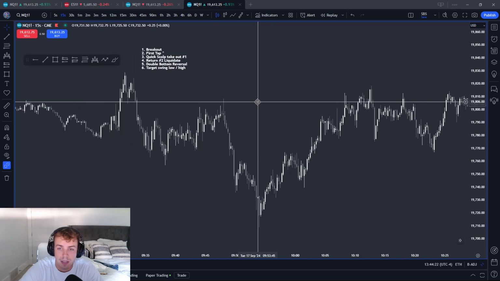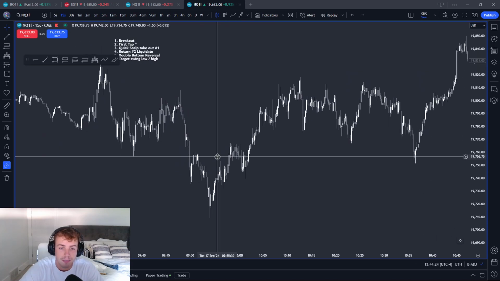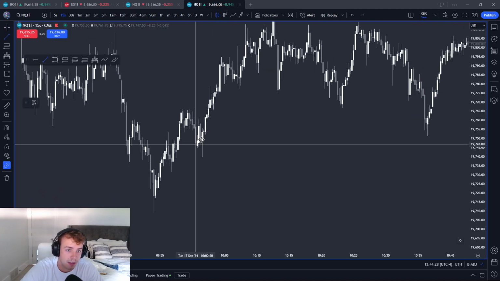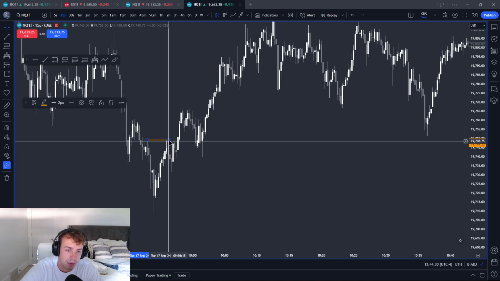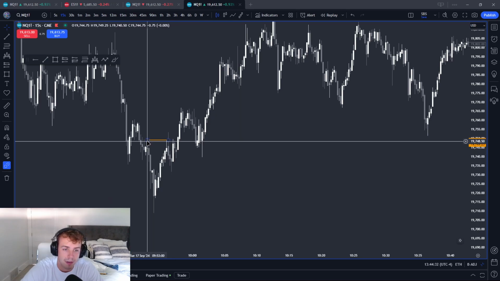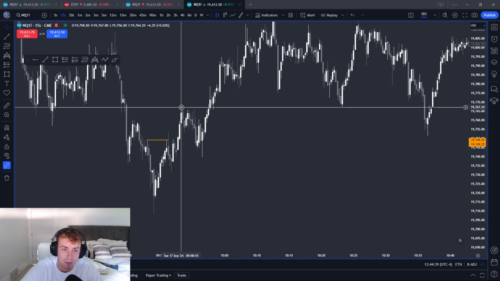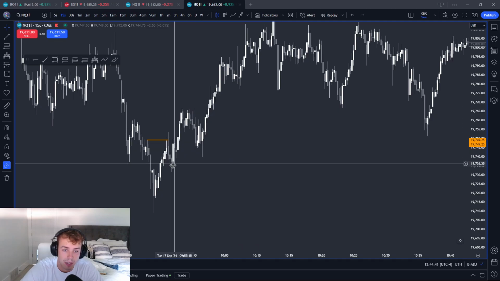Okay, let's look for another example. So here we move lower. What do we have here? A breakout and a first tap, right? So that could be the start of something. We move back up, we liquidate the 1 here, but we don't liquidate 2.